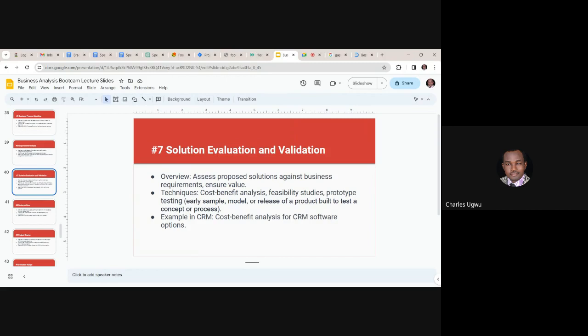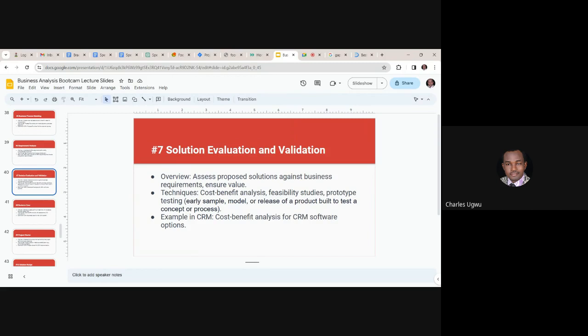Another good CRM is Salesforce. Salesforce is a good vendor. Their CRM is very good. We have Dynamics 365 CRM from Microsoft. We have so many CRMs. We have Zoho CRM. We have HubSpot. So many of them.